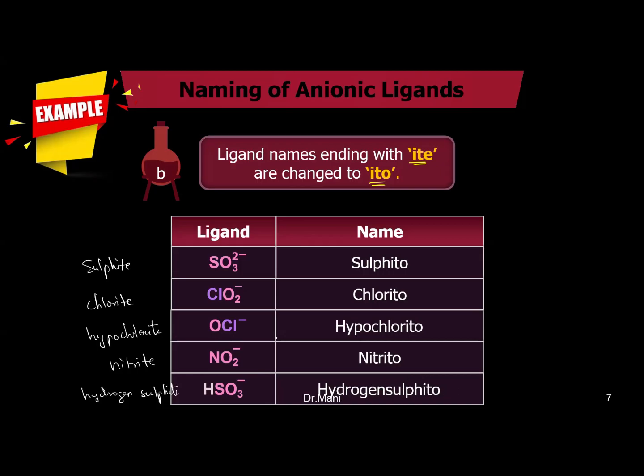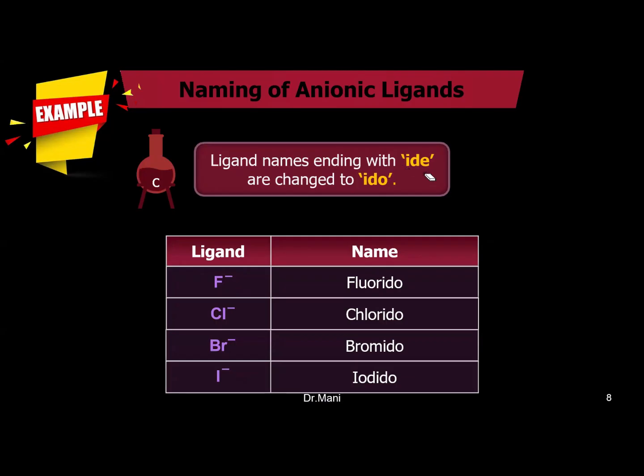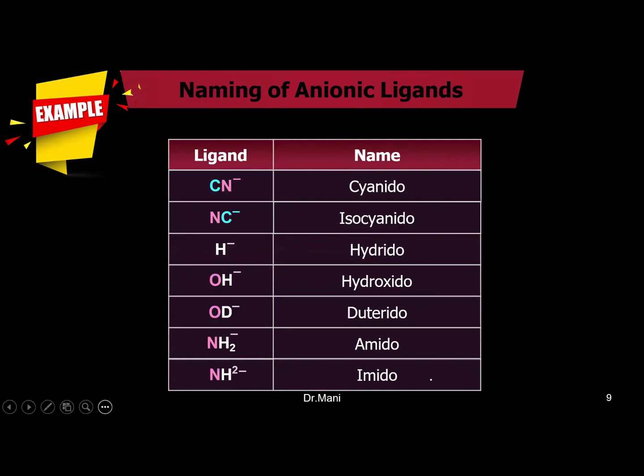So in all these the E has changed to O. Or you can say the ITE has to change to ITO. Is that clear? Then fluoride, chloride, bromide, iodide change to fluorido, chlorido, bromido, iodido. Here also cyanide, cyanido; isocyanide; hydride; hydroxide; deuteride; amide; imide. So all these have changed with the O. So remember this.